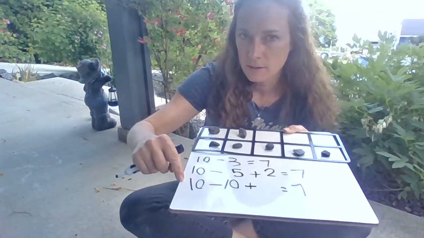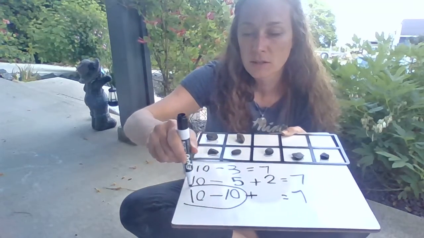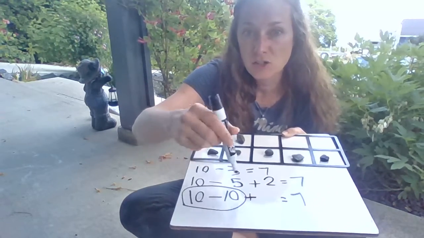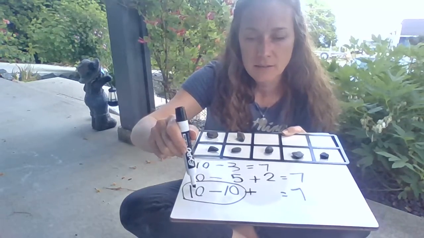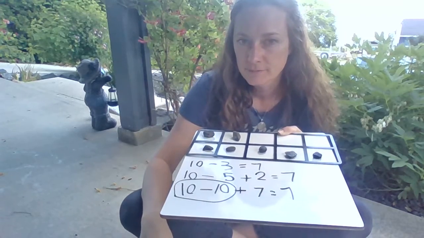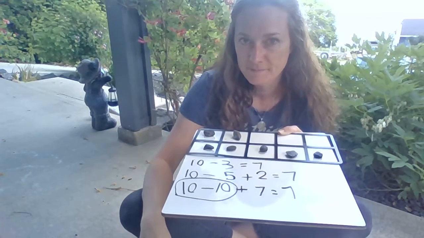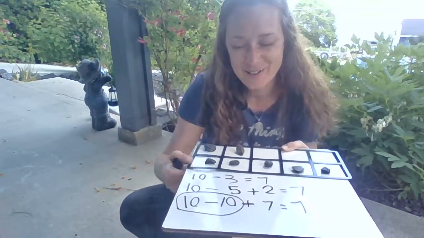So 10, take away 10, because that equals 0. Because whatever I added on, I just took back off. So that crossed each other out. So now I've got 0 again. 10, take away 10, plus 7 equals 7. That's some smart math. Okay, so we're going to leave it there.